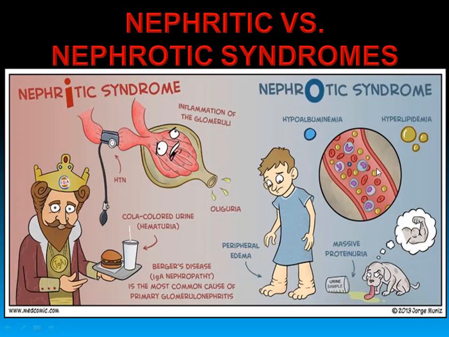Nephrotic syndrome consists of damage to the glomerulus, which leads to massive proteinuria. As a result, loss of proteins and hypoproteinemia, hypoalbuminemia. Non-specific reaction of the liver to this is hyperlipidemia, increased amount of lipids in the blood. And as a result of loss of protein and decreasing oncotic pressure, there is peripheral edema.